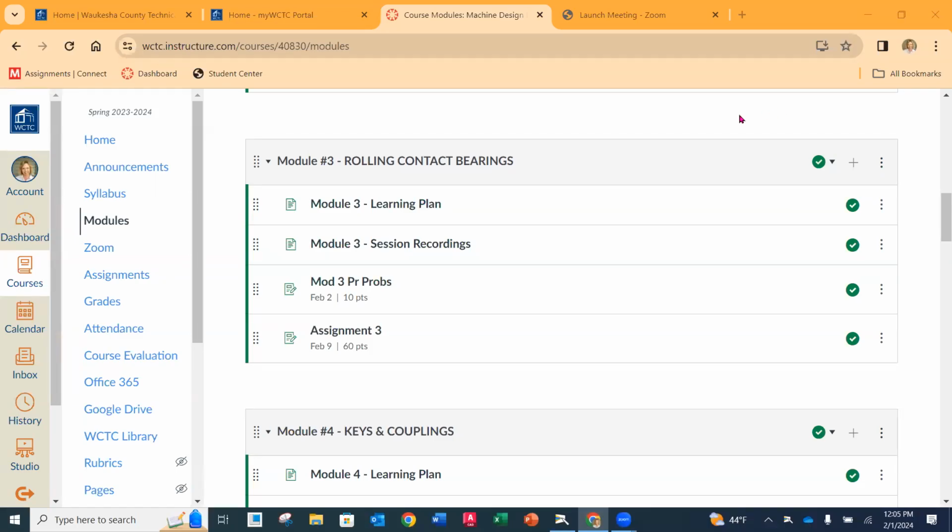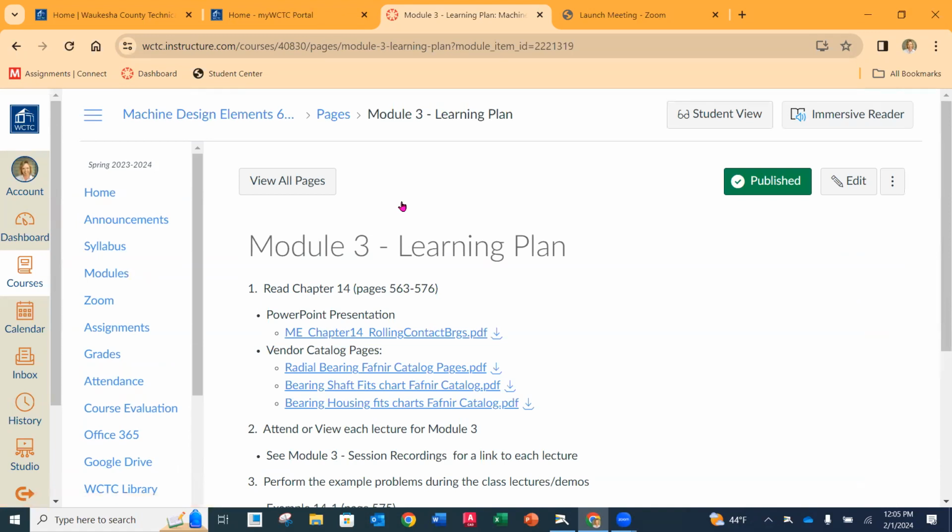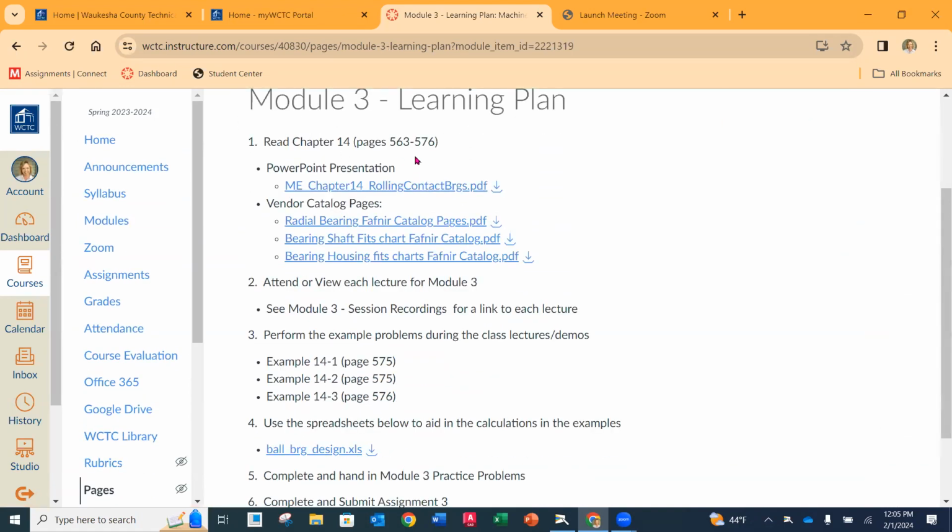Okay, as we're getting started here, we're going to be looking today at Module 3, which is going to be rolling contact bearings, or ball bearings, as you probably have heard them referred to. So if we look at the learning plan for Module 3, you're going to notice that we're going to be focusing for this module on Chapter 14, and that's going to be the pages that we see here. It's not the entire chapter.